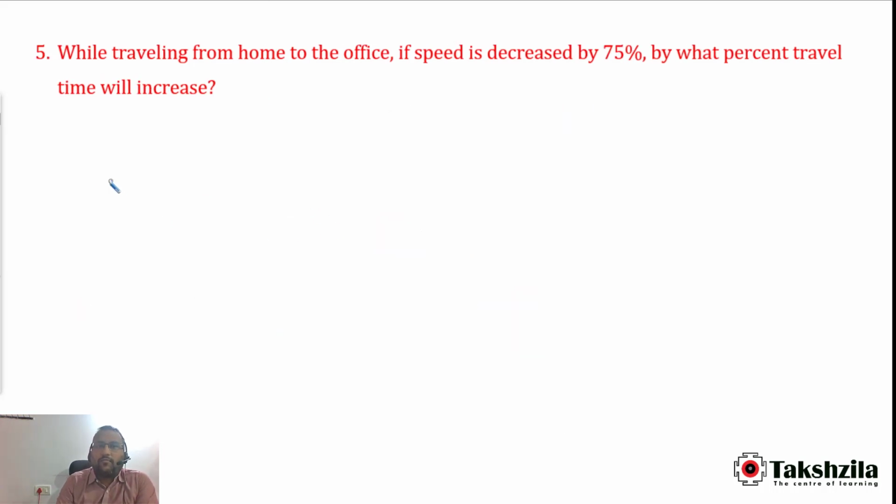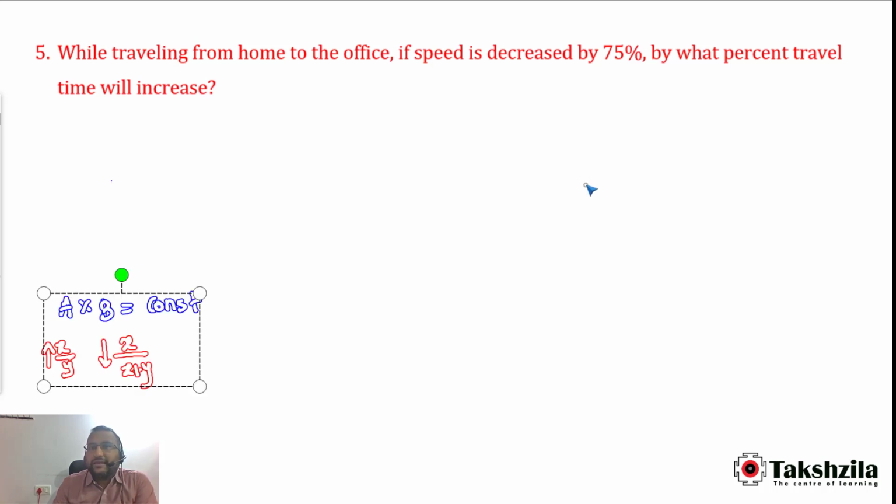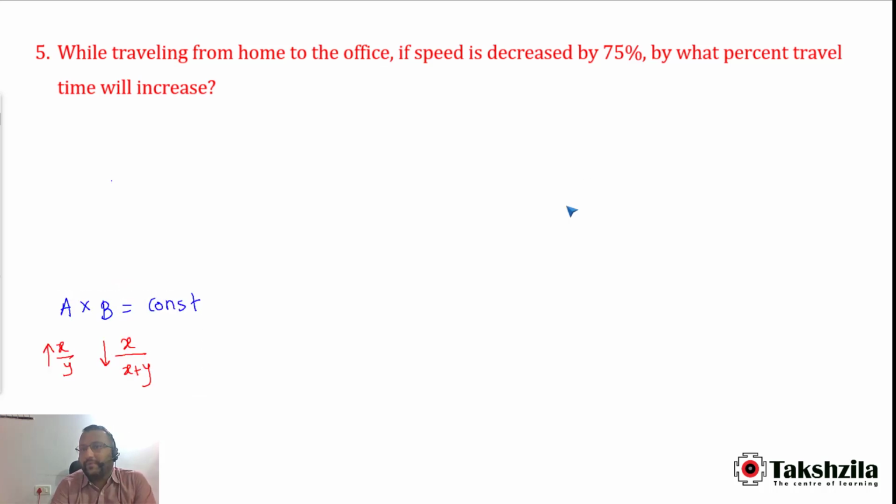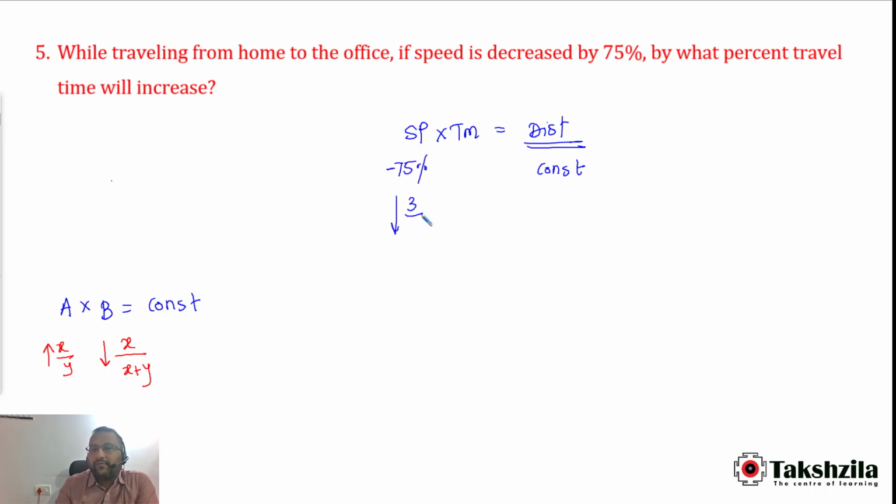While traveling from home to office, if I decrease my speed by 75%, by what percent will travel time increase? Let's have a look at it. Over here, again the same formula, speed into time is equal to distance. Distance to be traveled is constant. Now speed is decreased by 75%. That is, speed is decreased by 3 divided by 4.